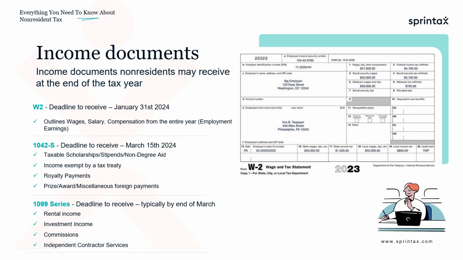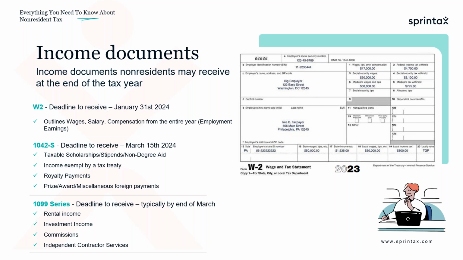It's generally going to outline wages, salary, or compensation that you earned during the tax year, as well as any taxes that were withheld on that income. And if you're due to receive a W-2, generally the deadline to receive one for the 2023 tax year would be by January 31st, 2024.